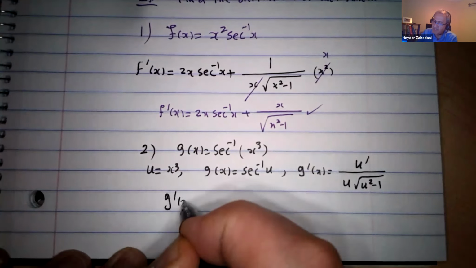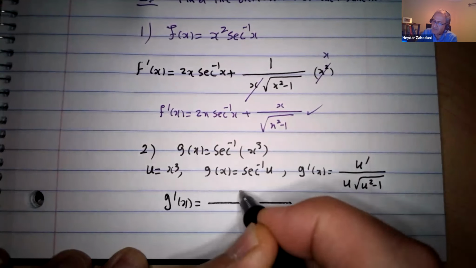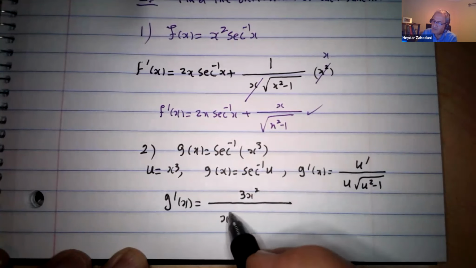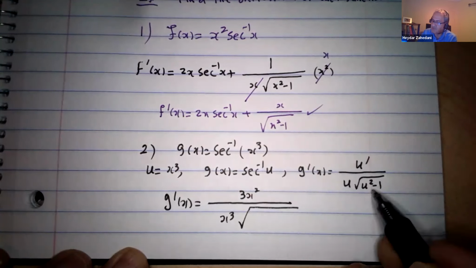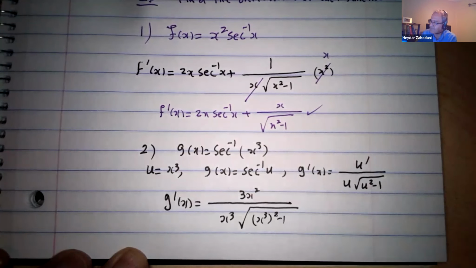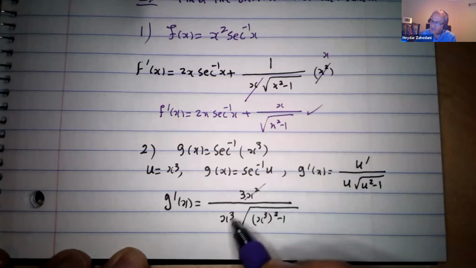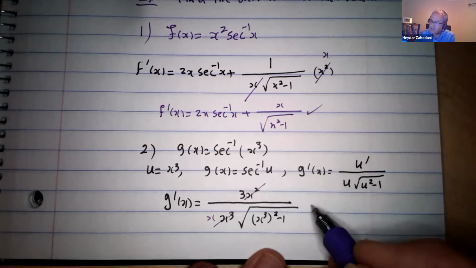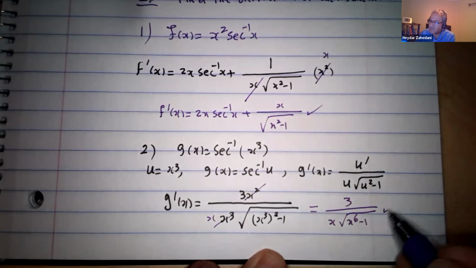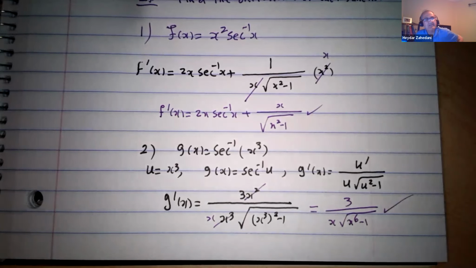So g prime of x is going to be equal to 3x squared over u, x cubed, times the square root of u squared, x cubed squared, minus 1. Now the x squared would be simplified, that gives you x. So the final answer is 3 on the top, over x radical x to the 6 minus 1. The final answer. Okay, so that gives you the derivative of secant inverse.